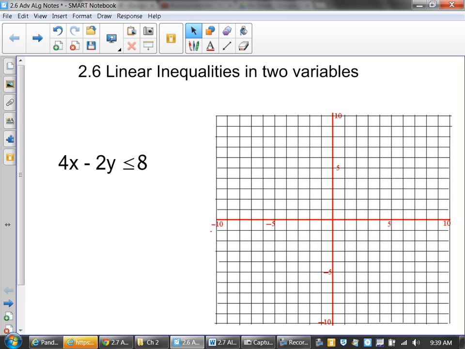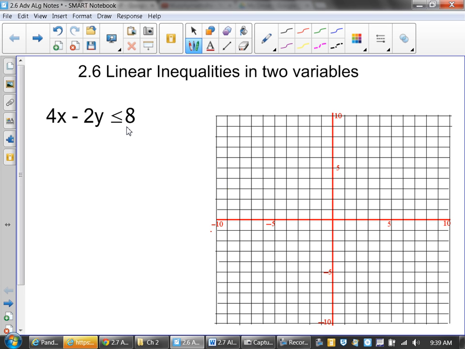But here's the deal. Two ways to go about doing this. When we're setting these things up, we all know how to graph when we're on that good old-fashioned y equals mx plus b, correct? All right. So we can set it up that way. I'm going to go negative 2y is less than or equal to negative 4x plus 8. All I did is just move stuff over.